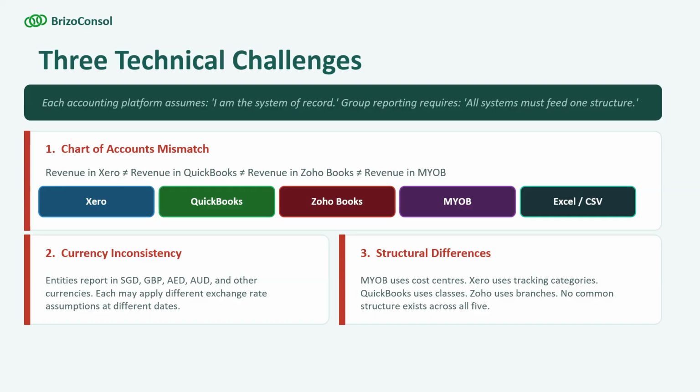1. Chart of accounts mismatch. Revenue in Xero not equal to revenue in QuickBooks not equal to revenue in Zoho Books. 2. Currency inconsistency. Different entities may report in different functional currencies, use different exchange rate assumptions. 3. Structural differences. Departments exist in one system but not another. Classes or tracking categories differ.